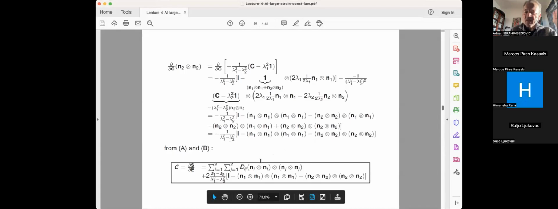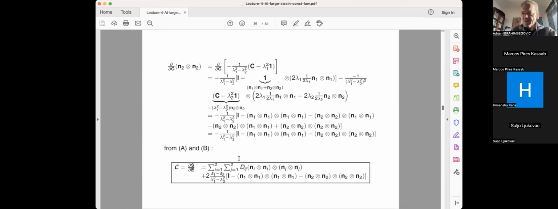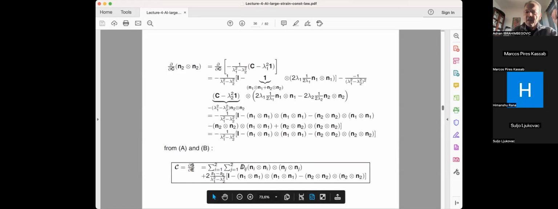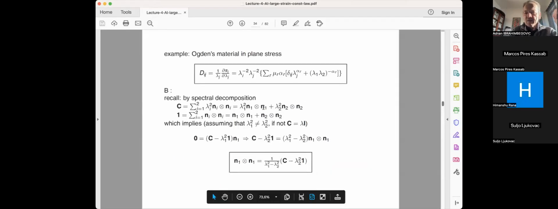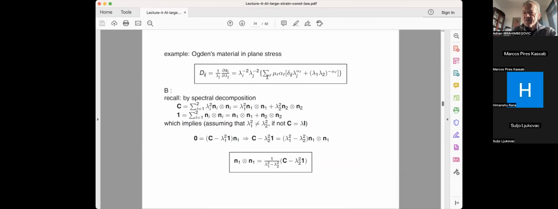So when all is said and done, I have my total elasticity modulus, instead of a Saint Venant-Kirchhoff material where this is constant, given in terms of the lambda parameters. Here I have this material part, which was written, as I said, for the plane stress Ogden material, explicitly in terms of these parameters, mu r and alpha r.